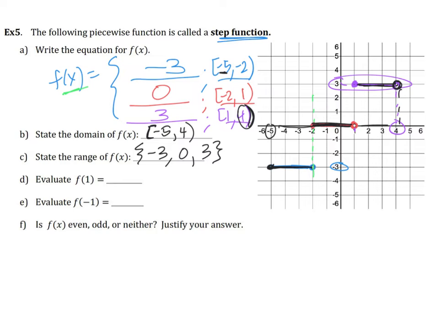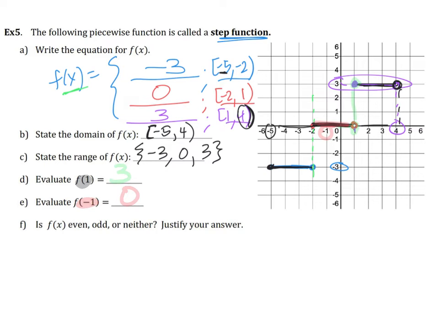Okay, then it says evaluate f of 1. So f of 1, when I plug in 1 for my x value, well, it's an open circle here, so that's not it. So it's a closed circle up here. So f of 1 is equal to 3. That means when I plug in 1 for x, I get 3. Or if I plug in -1 for x, hopefully you're just saying to yourself that's going to be 0. So my y value is going to be 0 when I plug in -1.